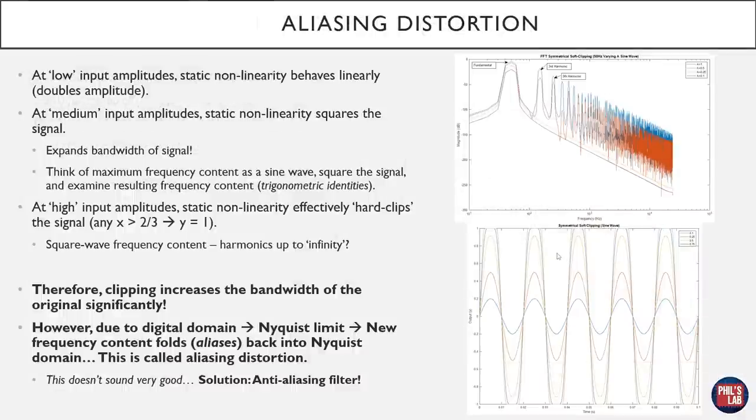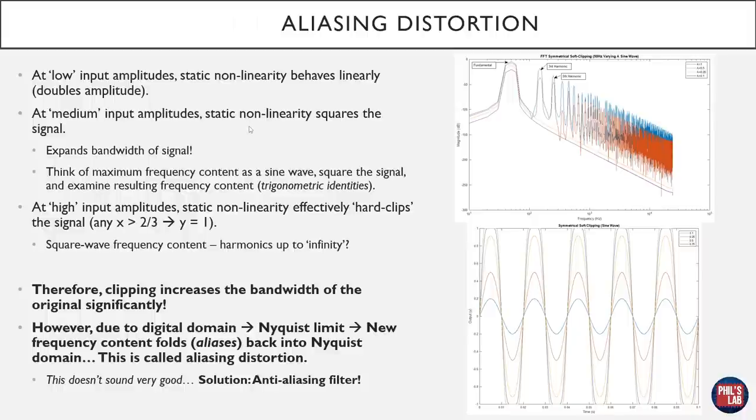The problem is that we're in the discrete time digital domain. Effectively, if we were in the analog domain, we would have infinite harmonics stretching up to infinity with, of course, decaying amplitude. At low input amplitudes, of course, we're okay. The static nonlinearity behaves linearly. It just doubles the amplitude, assuming we don't reach any sort of saturation. At medium, let's call them input amplitudes, we have a static nonlinearity that squares the signal.